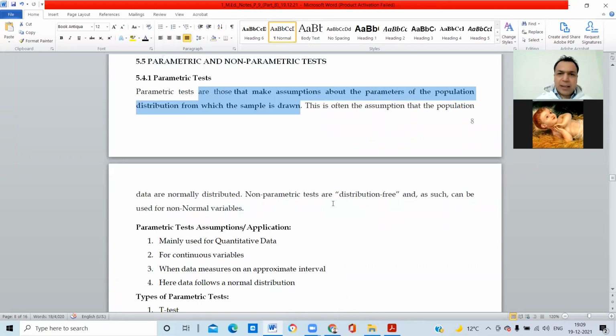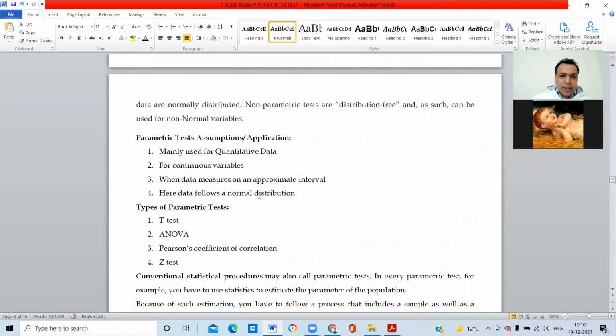Then again come back to that example. We just want to see the computer knowledge of a 7th class student of convent school across the country, right? So the parameter of our population is India. So when we make assumptions about the parameters of the population distribution from which the sample is drawn, these are called parametric tests. Often the assumption is that the population data are normally distributed. Non-parametric tests are distribution free and as such can be used for non-normal variables.